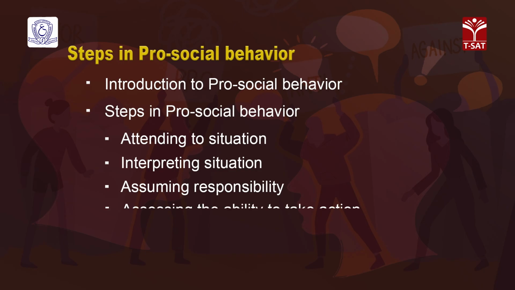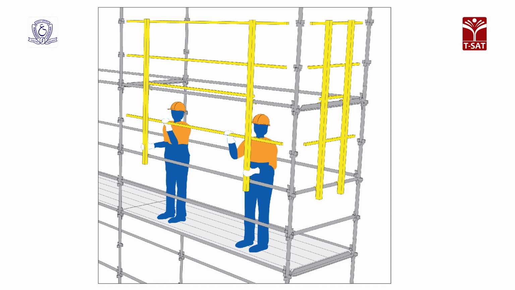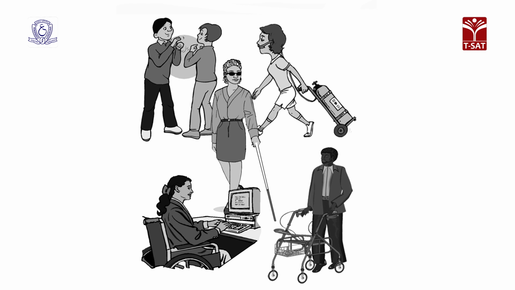Now, let us go to step 4, which is assessing the ability to take action. In this fourth step, we decide whether we have the necessary knowledge and skill to do the action. Even if a bystander progresses as far as the third step and assumes responsibility, a prosocial response cannot occur unless the person knows how to be helpful.